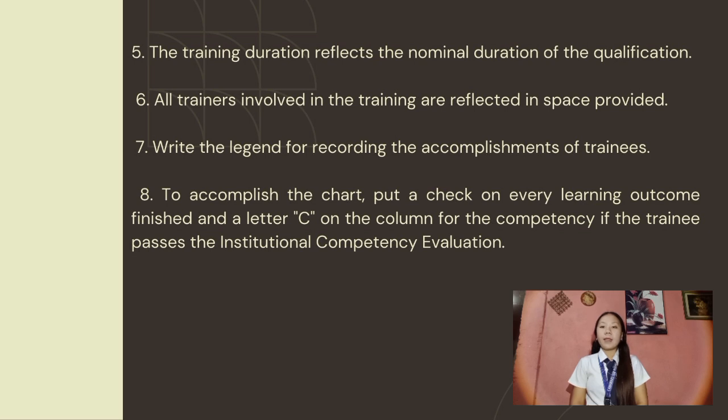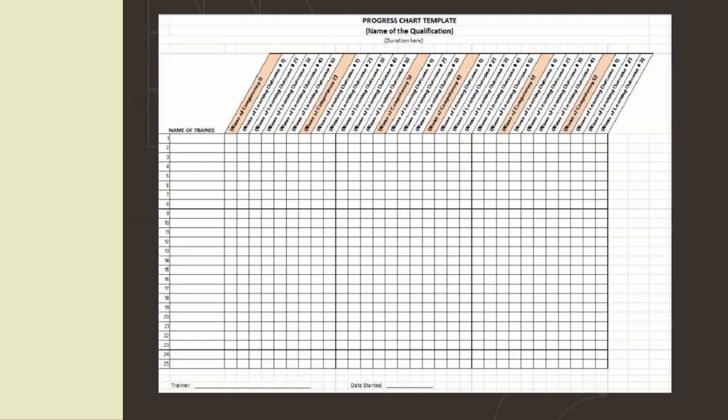Seventh, write the legend for recording the accomplishment of the trainees. And last, to accomplish the chart, put a check on every learning outcome finished and a letter C on the column for the competency if the trainee passes the institutional competency evaluation.